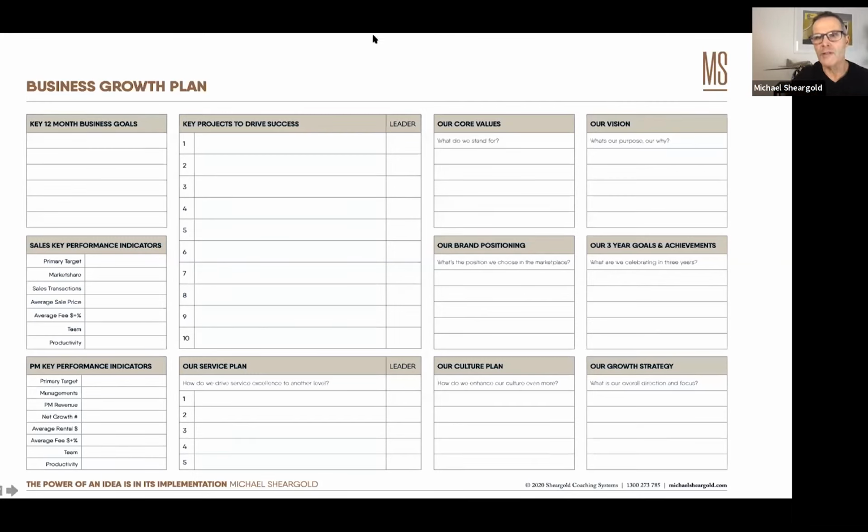On the right-hand side, what we've got here is, what's our vision? What are our 3-year goals and achievements? So this is throwing it out 3 years, and I love doing a 3-year view. By the way, if you grow your business at 27% per year over 3 years, you will have doubled the business in 3 years' time. It's one of our simple but super productive strategies.